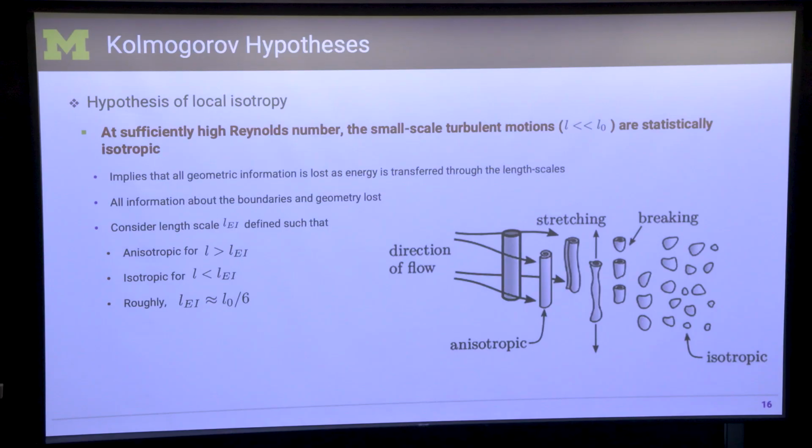So there are some rules here, but ideally, you can define this length scale. There's a cryptic EI subscript for this. We'll come to this in a second. So L_EI is the length at which you lose memory of the system you came from. And it turns out to be 1/6 of the integral length scale, which, if you think about it, is not that small.